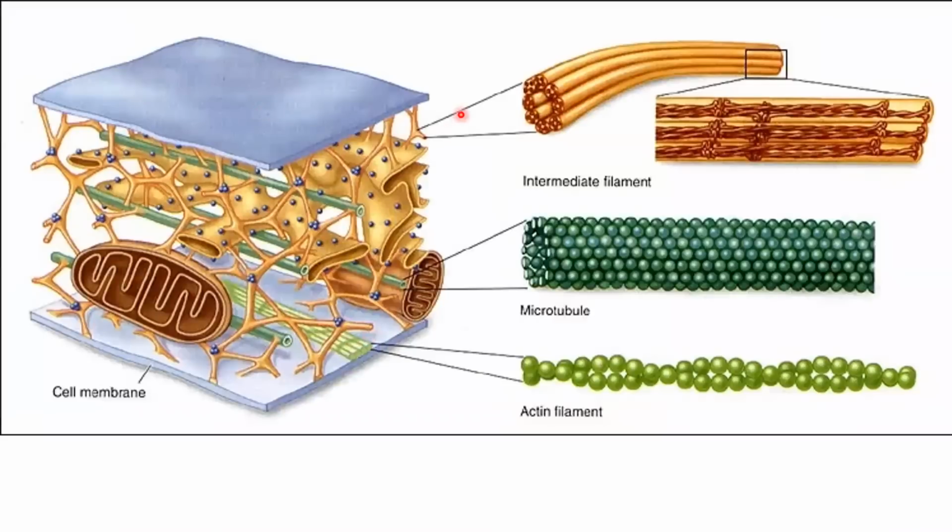Here is the diagram for the three types of the cytoskeleton. Here we have the intermediate filament that together with microtubules represent the cytoskeleton, and here are the actin filaments, the thin type or an example of thin filaments, present inside the cytoplasm.